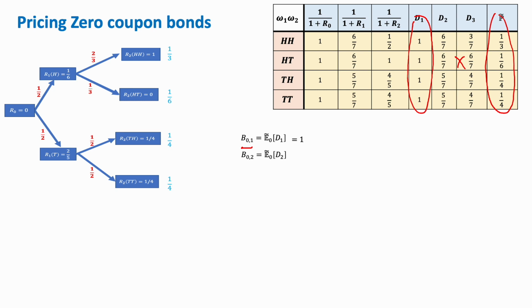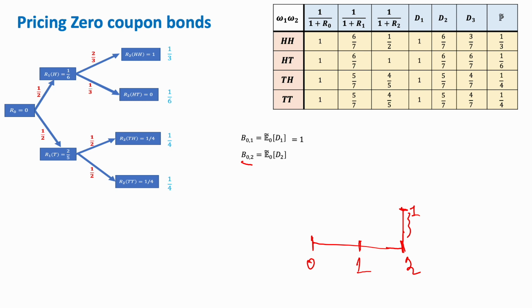So nothing too mysterious there. So let's try to find now B02. The price when you're turning at time 1, what is the value of a bond that's maturing at time 2? So this is just the expected value of this D2 factor.